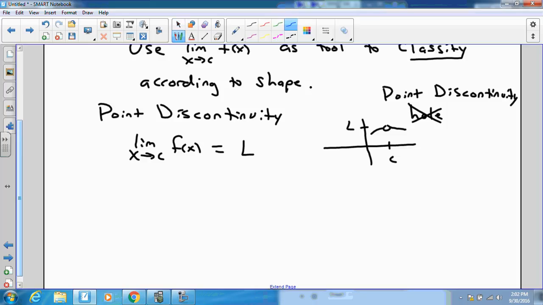For some functions, f of c might actually exist, and it might be some point. For other functions, it simply won't exist at all. We don't care. What makes a point discontinuity is that the limit exists, but the limit does not equal the value f of c. If it did, then this blue point right here would move up and fill the hole, and we would be continuous at x equals c.